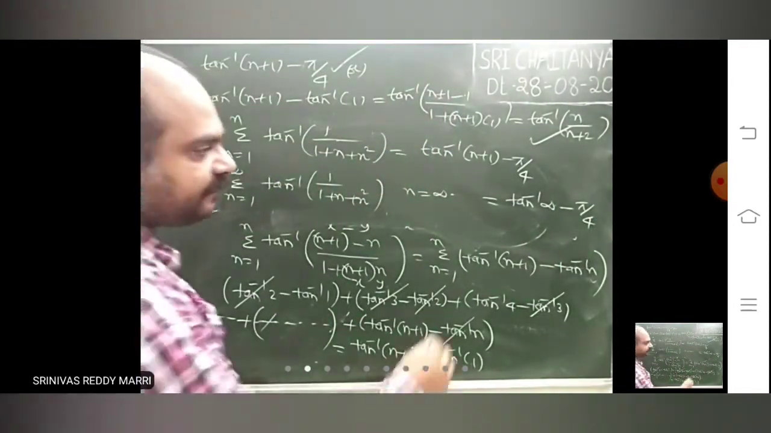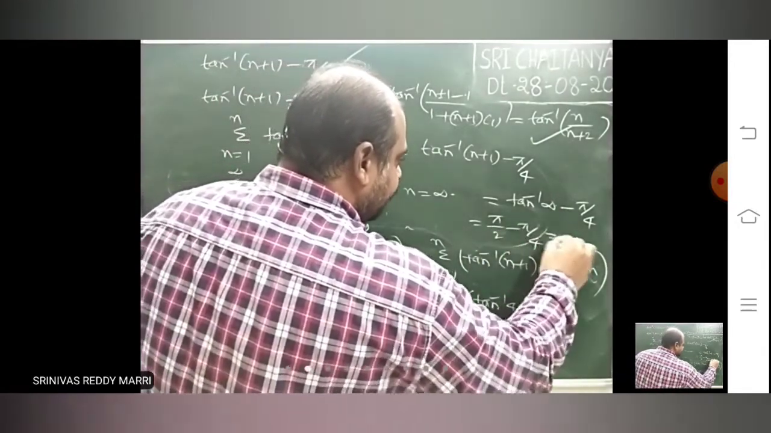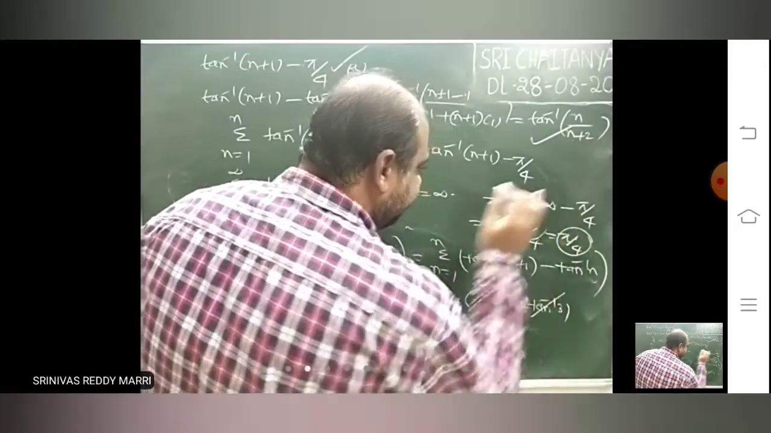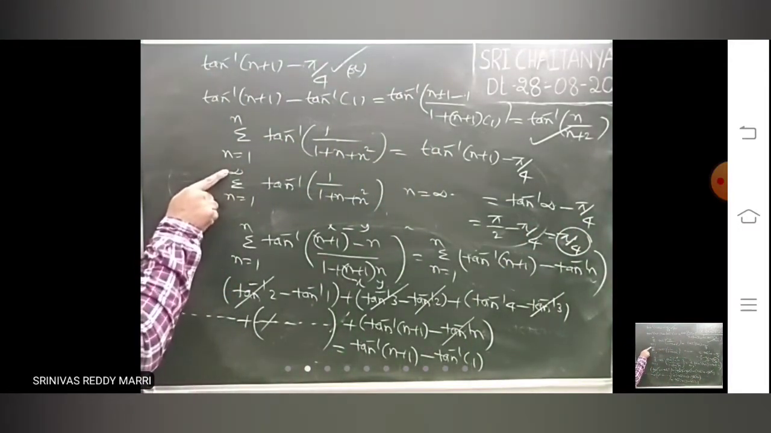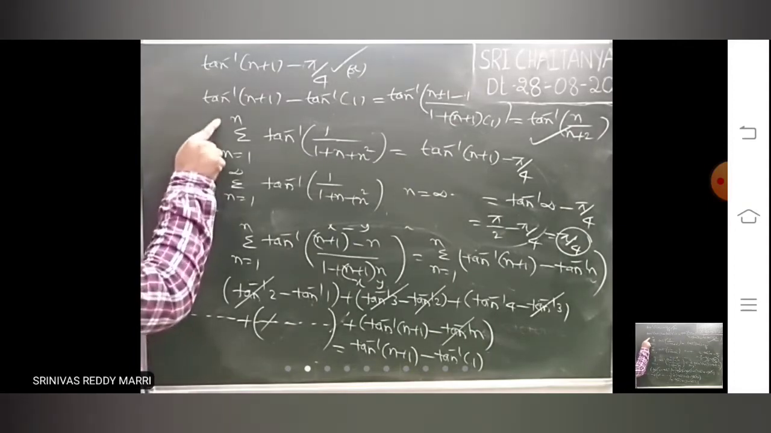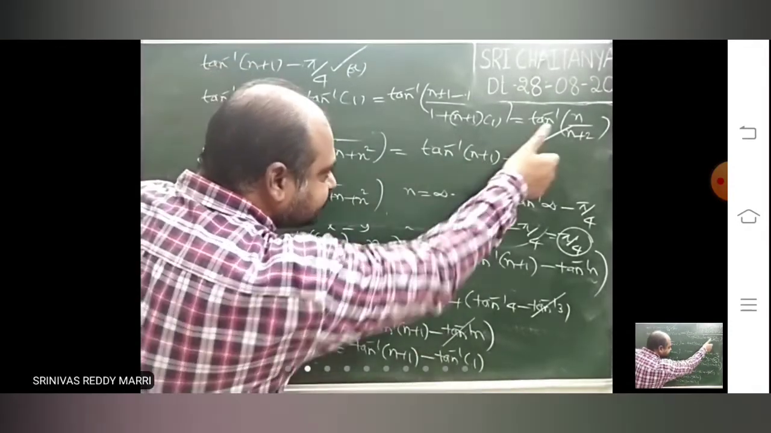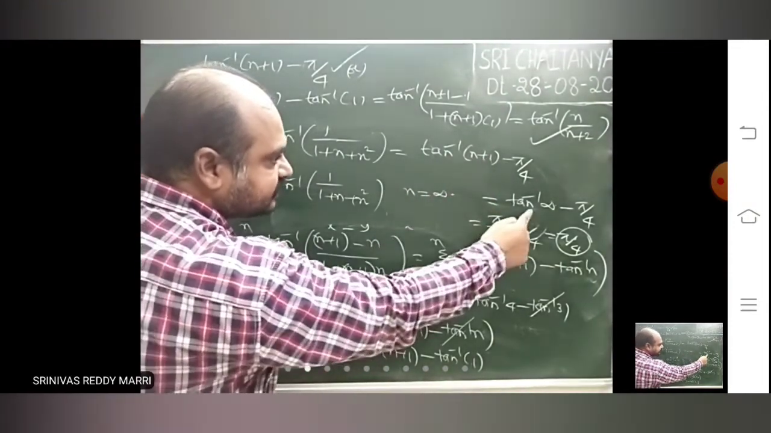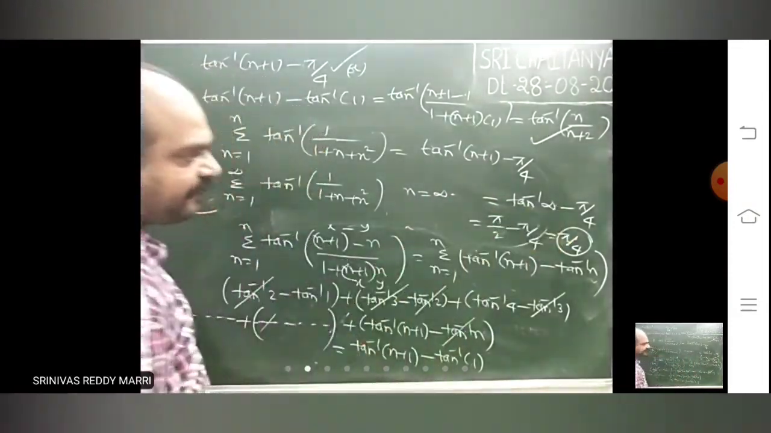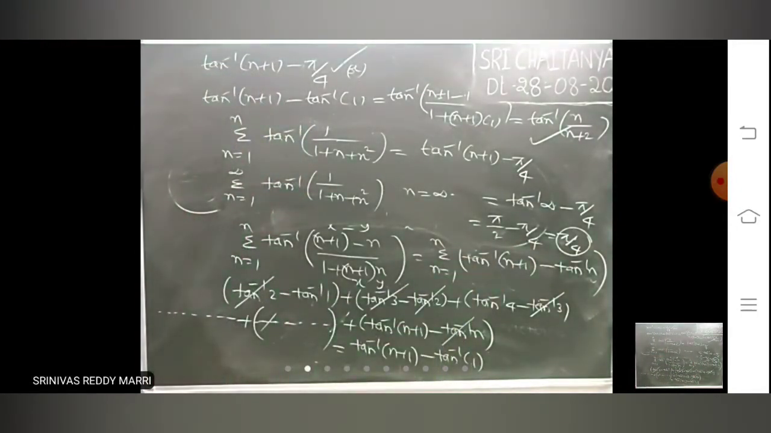Tan inverse infinity minus pi by 4 means what? This is pi by 2 minus pi by 4. What is the answer? Pi by 4. Suppose if we ask sigma n equal to 1 to infinity, even if infinity is asked, first find from n equal to 1 to n. After getting this value, you substitute n equal to infinity. Then it is tan inverse of infinity plus 1, tan inverse infinity minus pi by 4. The answer is pi by 2 minus pi by 4, that is pi by 4.